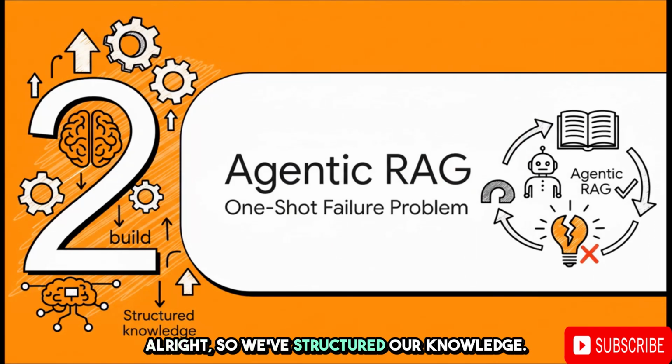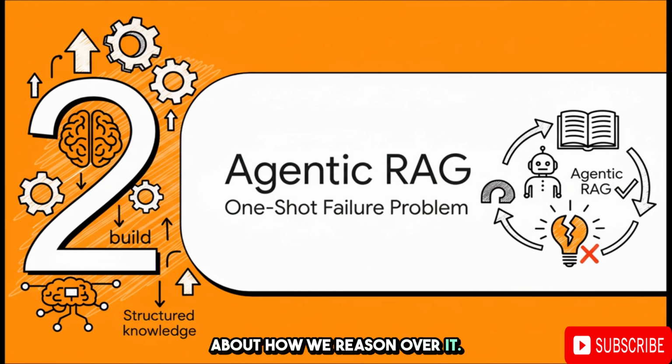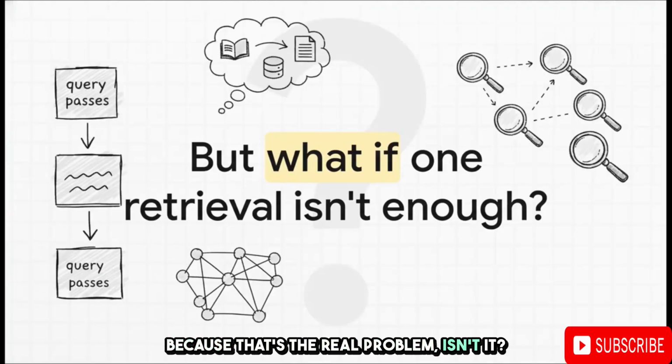All right, so we've structured our knowledge. Now, we need to get smarter about how we reason over it. This is where agentic RAG comes in, and it's all about solving that one-shot failure problem. Because that's the real problem, isn't it? For any remotely complex query, like compare product A and product B, or explain the root cause of Z, a single retrieval pass is almost never going to be enough to get all the context you need.